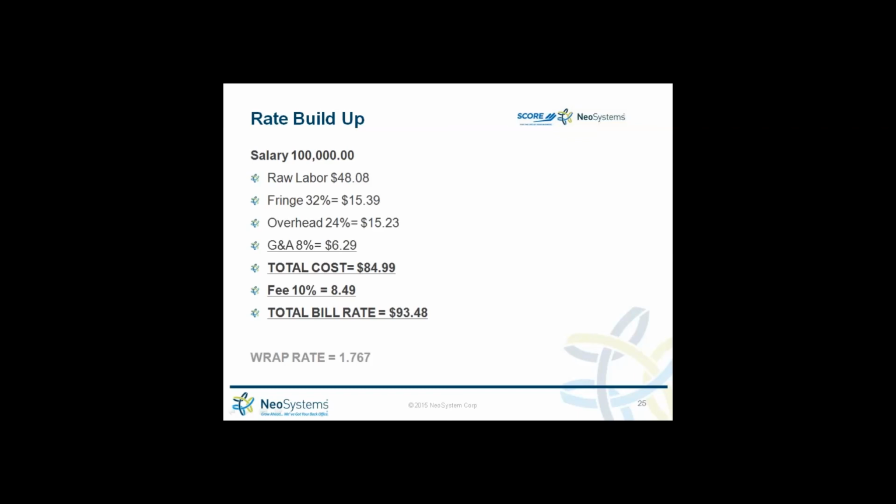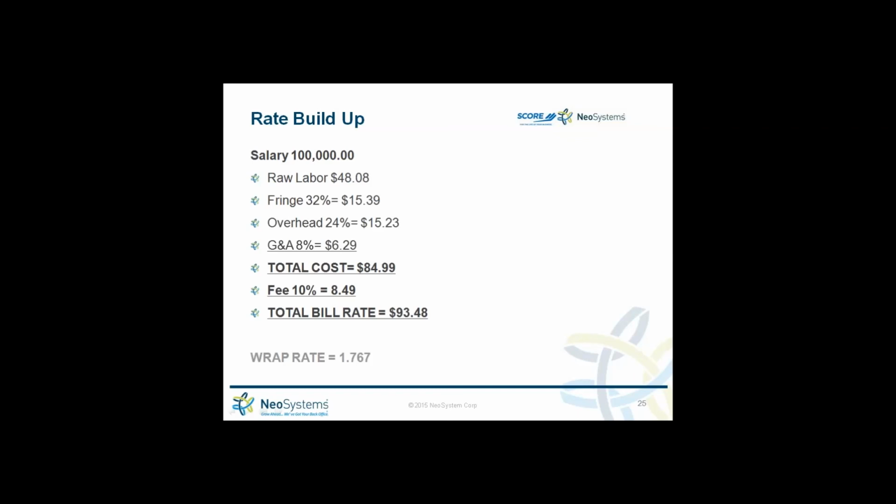if you divide that by 2080, you come up with a raw labor rate of $48.08. Now, how you build this up for cost proposals or even for internal uses to understand profitability is that you take your fringe rate, and this example is 32%. So 32% of the $48 is $15.39. You do the same thing with the overhead, and then you calculate in G&A.